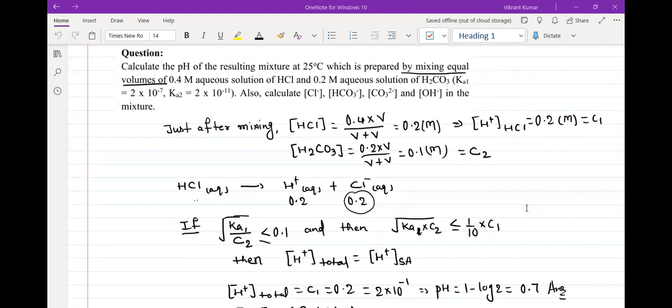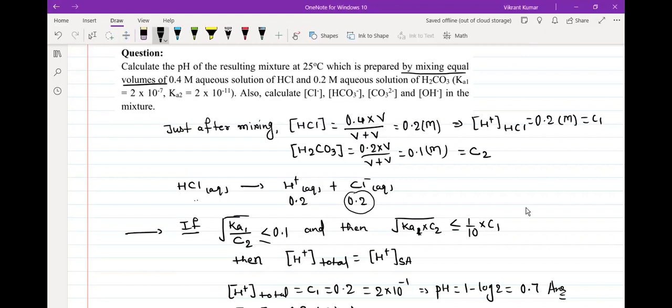तो यहाँ पे बोलेंगे कि presence of HCl will impose the common ion effect even on the first step of ionization of H2CO3, and that's why that is also suppressed. So that's why what we are going to see, H plus total के लिए H plus from strong acid, वैसे तो प्लस H प्लस फ्रॉम वीक एसिड भी आता था, बट जैसा केस 1 में, केस 5 में we had checked this assumption, and after that we decided whether assumption will be valid or not.